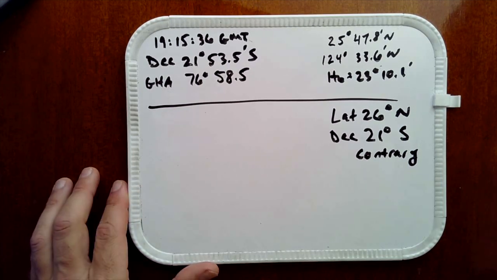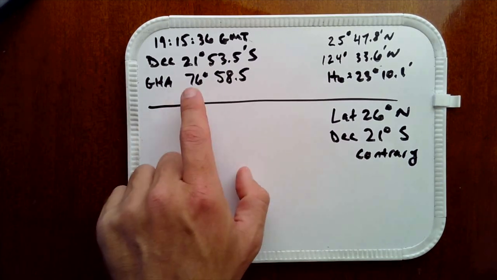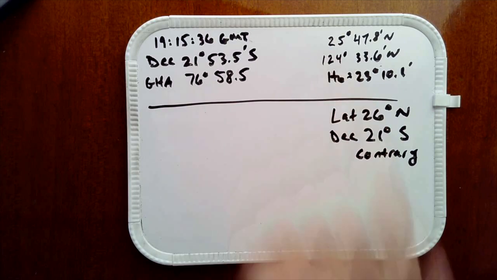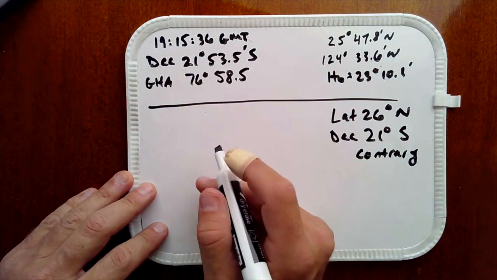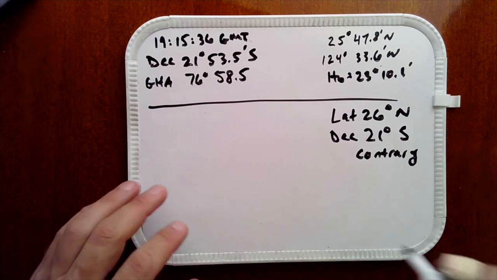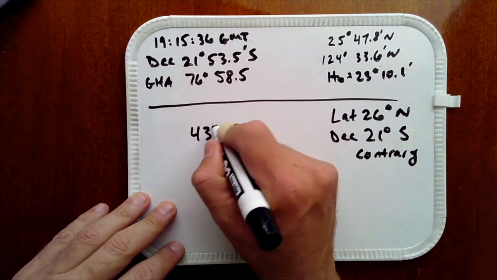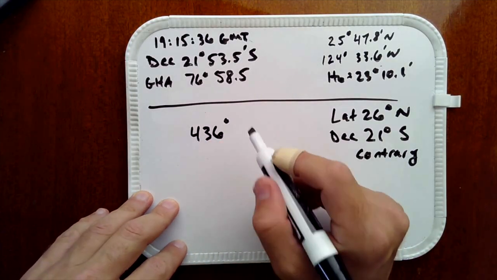For the LHA, that's a little bit more work. We need to take the GHA minus the longitude since we're in the Western Hemisphere. So we can add 360 to the GHA. If we add 360 to the GHA, that ends up being 436 degrees, 58.5.